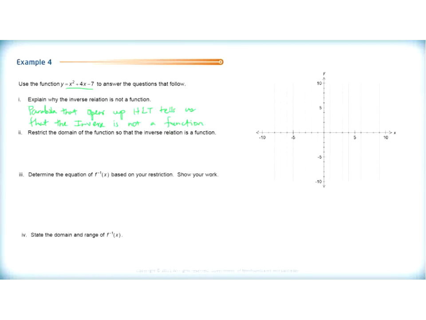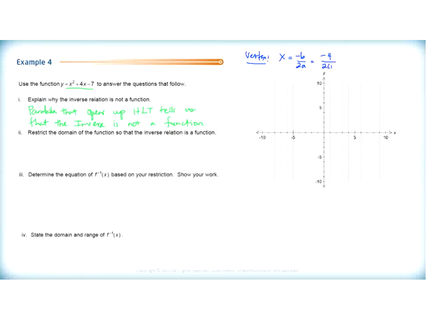So if the inverse is not a function, they're asking us to now restrict the domain so that the inverse is a function. In order to restrict the domain, I need to determine the vertex of my parabola. So let's proceed to do that. To find the vertex of the parabola, I'm going to use minus b over 2a. So let's do that. To find the vertex, x equals negative b over 2a will give us the x-coordinate of the vertex.